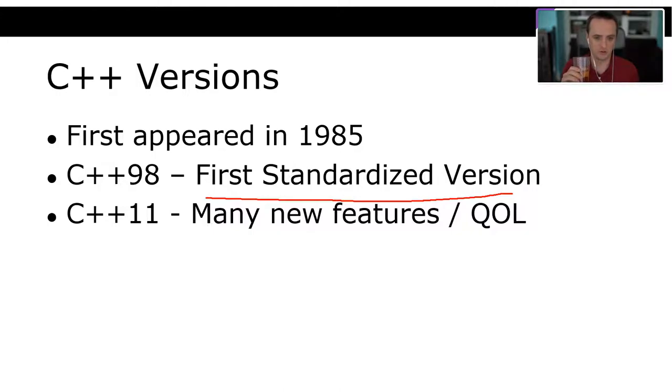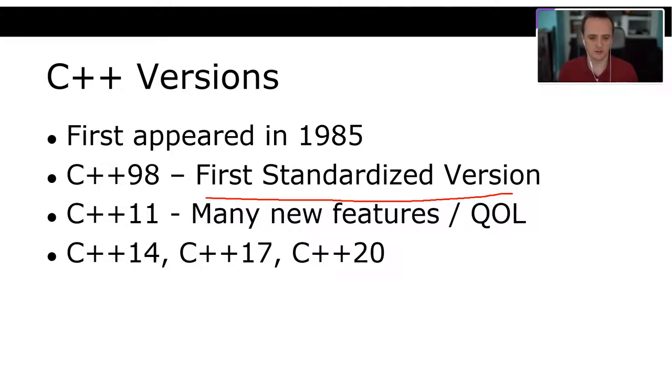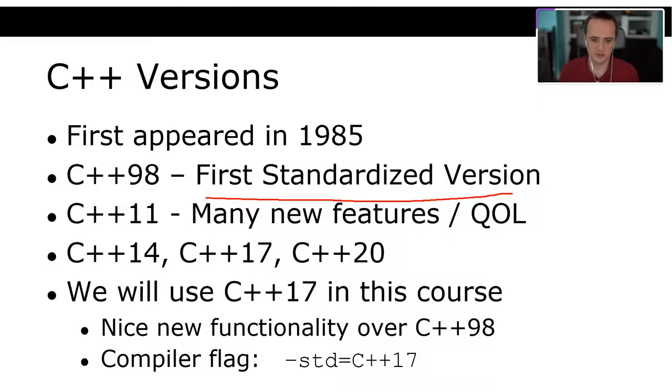C++ 11 was where I started to really, really heavily get into C++. Many, many new features, a bunch of quality of life improvements. This is where, in my opinion, C++ became a language that I wanted to use rather than a language that I was forced to use. C++ 14, 17, and 20. In this course, we will be using C++ 17, okay?